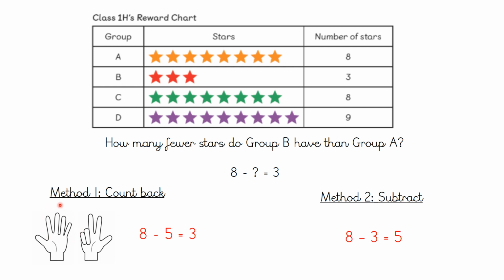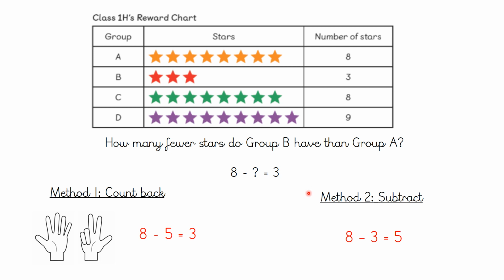If you hold your hands up like this now, 5 on one hand, 3 on the other, you will notice straight away that there's an easy way to get to 3 without counting in ones. You'll probably notice that if you put down all of the fingers on this hand, you will have just 3 on this hand. So our answer is 5. 8 minus 5 equals 3.